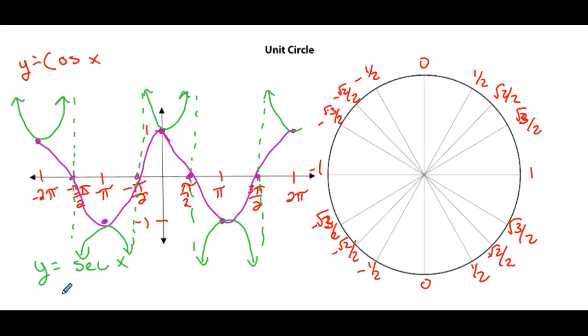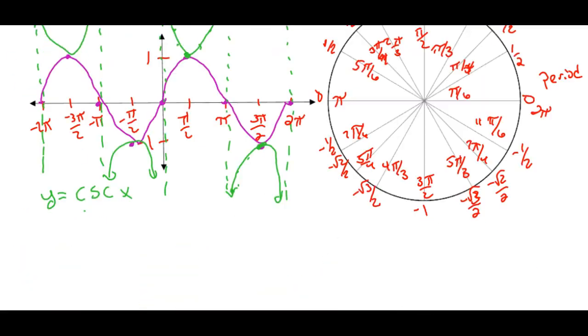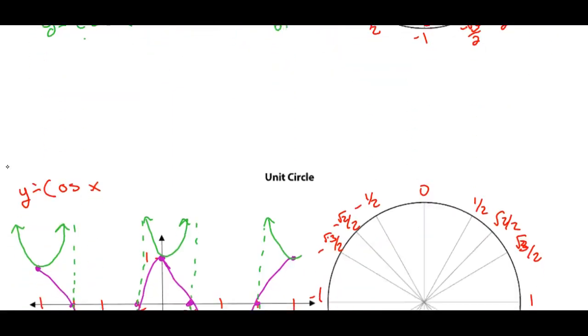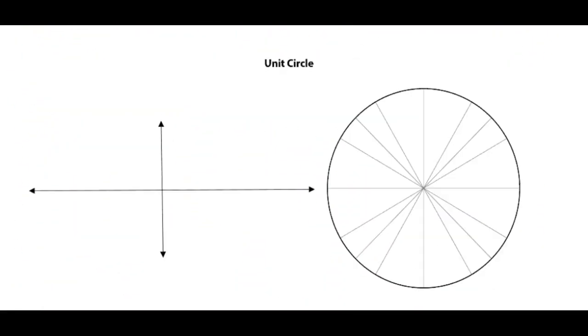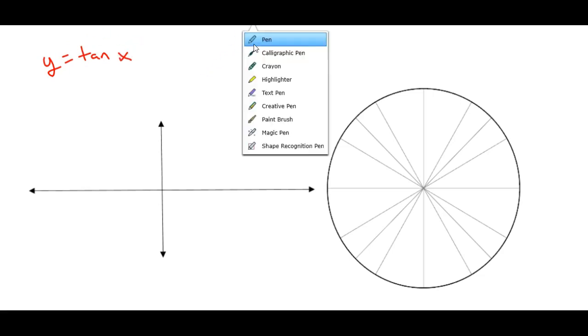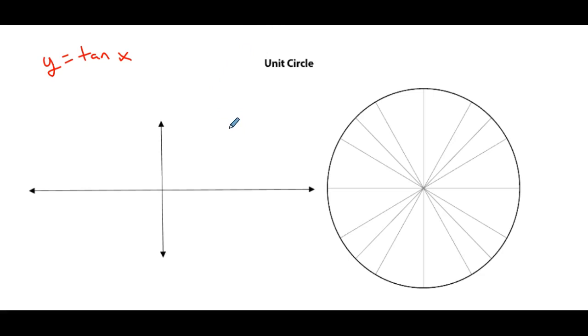And the green is the graph of the secant function. Okay, so you need to be able to graph all of those things. All right? And we're now going to move down here and talk a little bit about y equals tangent of x. Okay, so we'll look at the graph of y equals tan of x.